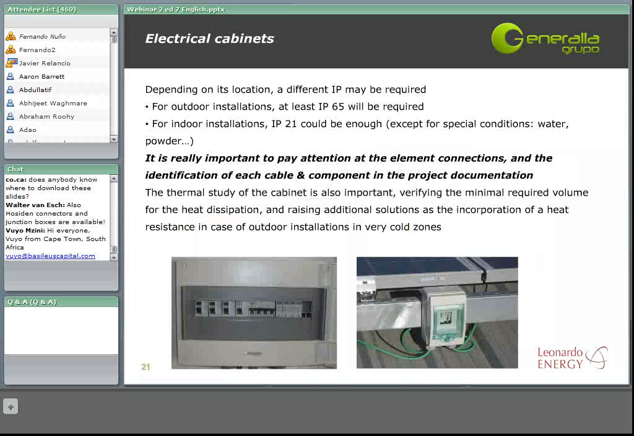About the electrical cabinets, some considerations are very important. First, a different IP rating may be required depending on the location of the cabinet. For outdoor installations, we should use at least IP65, whereas for indoor installations, an IP21 will be enough. Second, it is really important to pay attention to the element connections and the identification of each cable and component in the project documentation. Finally, we will have to verify the minimal required volume for the heat dissipation in our electrical cabinet.